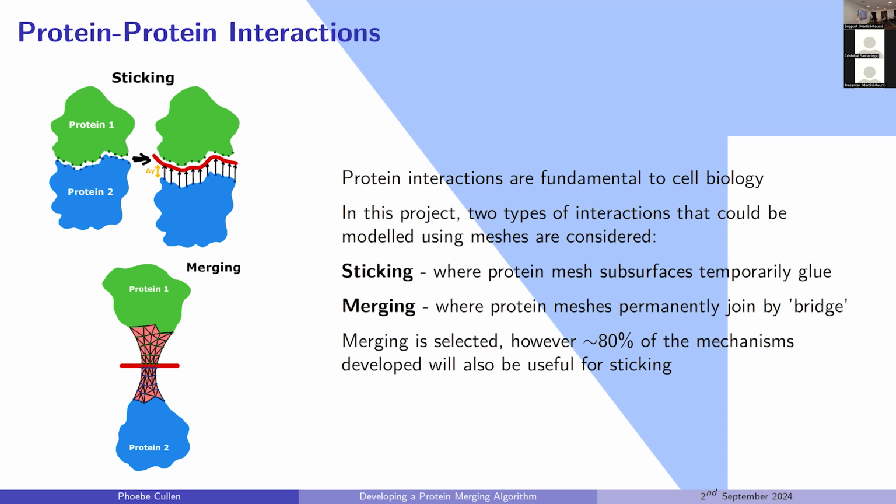The second we've identified is merging, which is actually a permanent interaction, where the proteins form a bridge between the 2 up to a plane equidistant from the 2 meshes there. Now, this is less biologically realistic, but should be easy to compute. And approximately 80% of the mechanisms developed for this procedure should be applicable for sticking too. Therefore, for this project, we focused on merging.